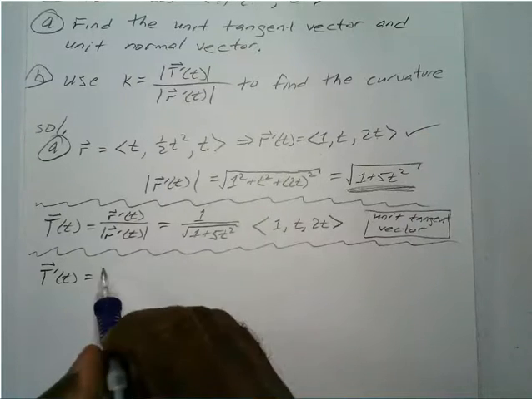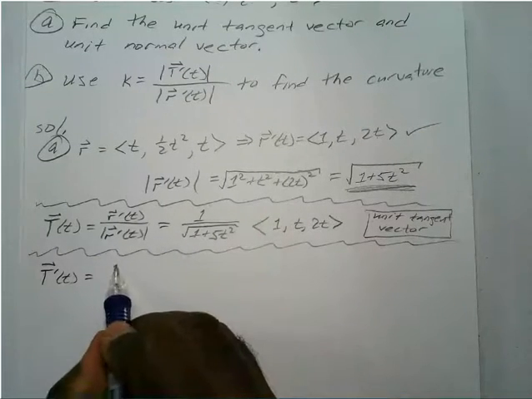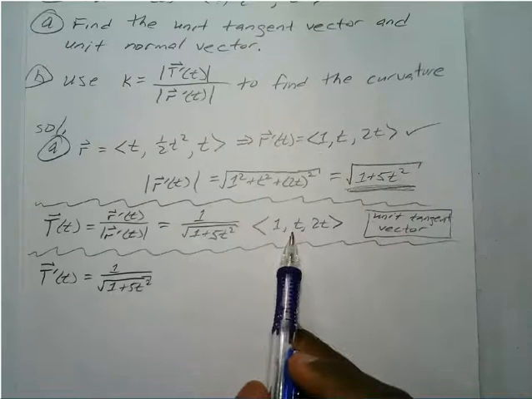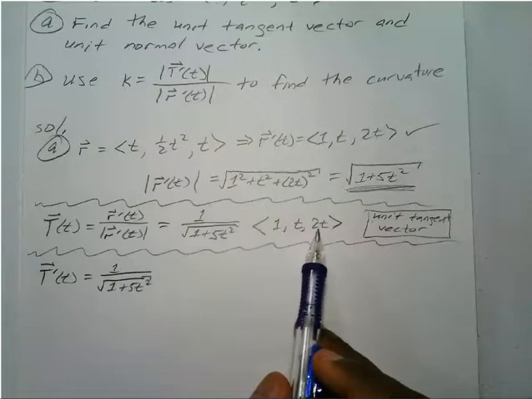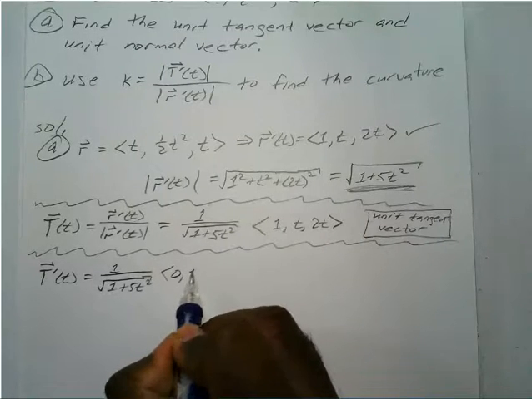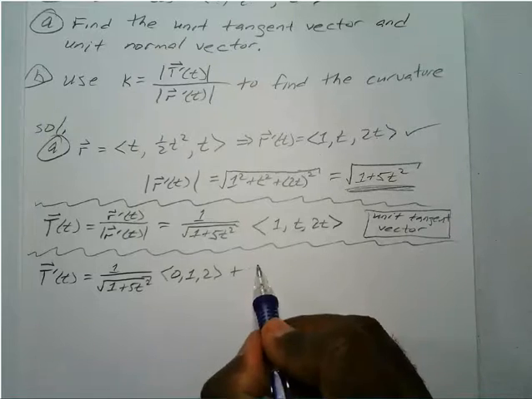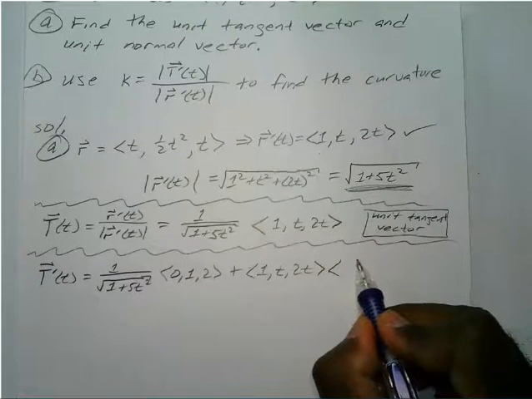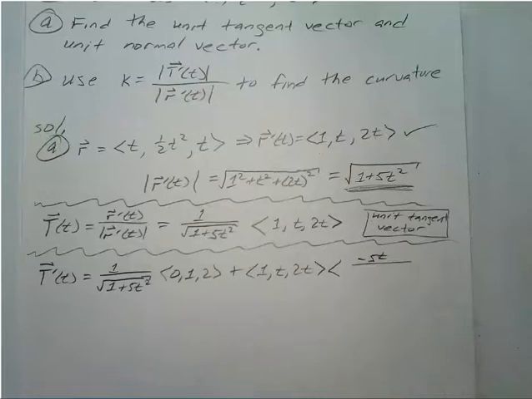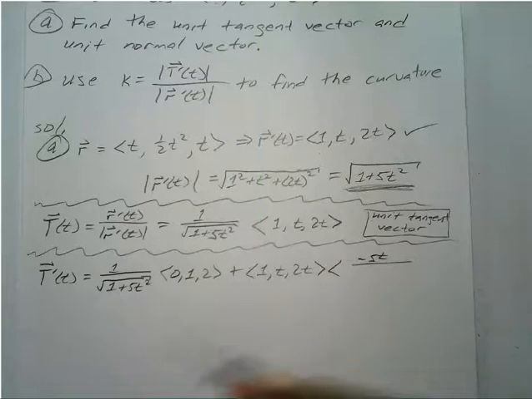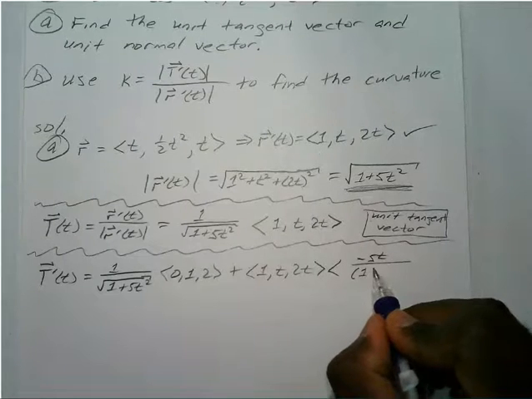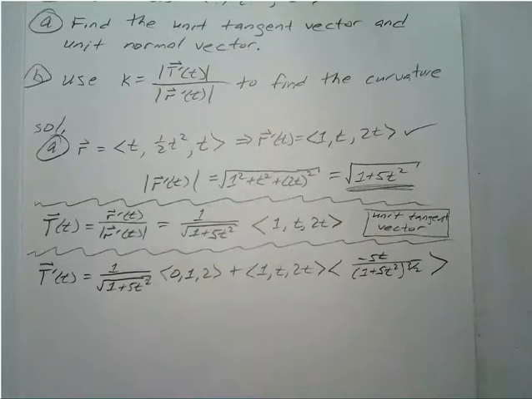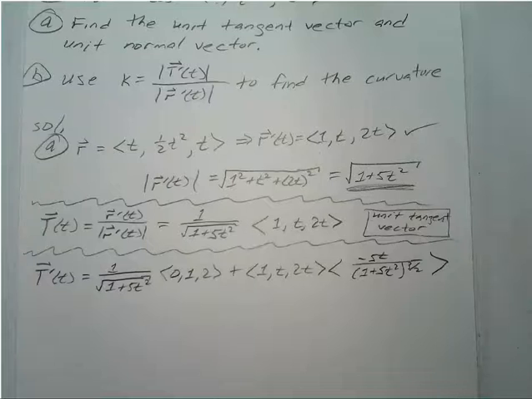So you have the first times the derivative of the second. So you have 1 over the square root of 1 plus 5t squared times the derivative of the second. The derivative of each component is 0, 1, and 2. Plus the second, we have 1, t, 2t, times the derivative of the first, which comes out to be negative 5t over, I'll rewrite it as, 1 plus 5t squared to the 3 over 2 power. Or basically the square root of it cubed.